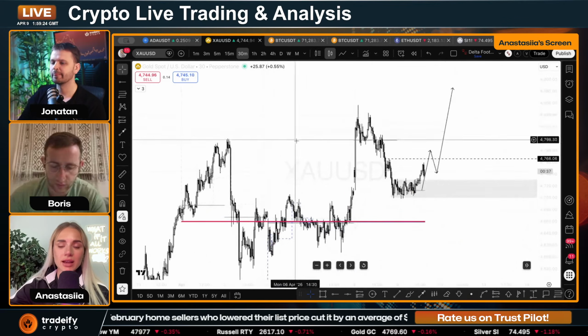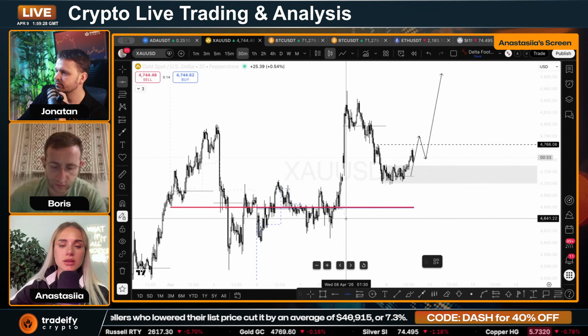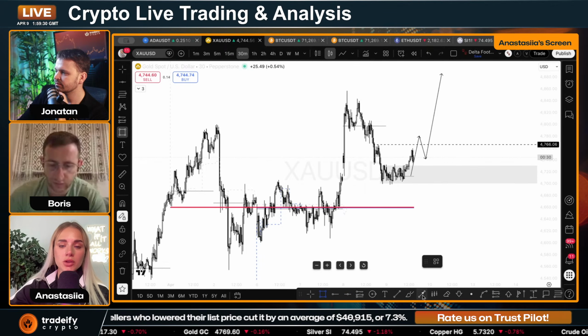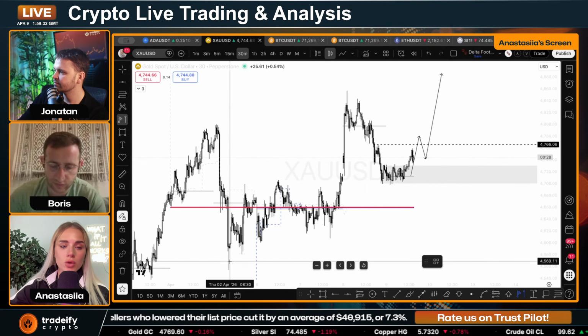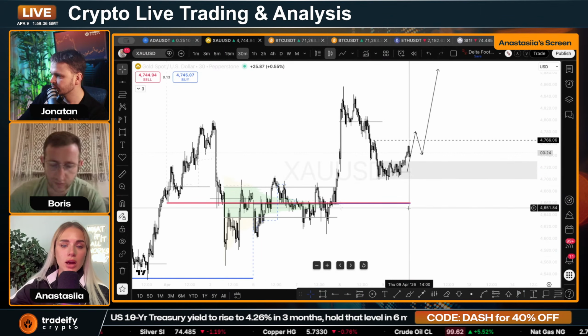And the second and more favorable entry for me personally is if we test this zone right here. So if I place my volume profile over this whole zone of accumulation, this is something that I had already planned in the morning.